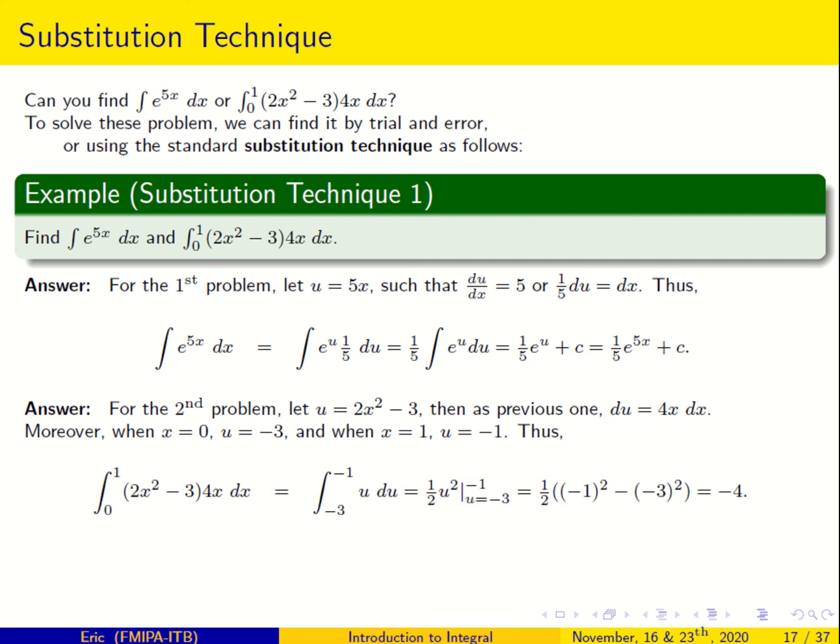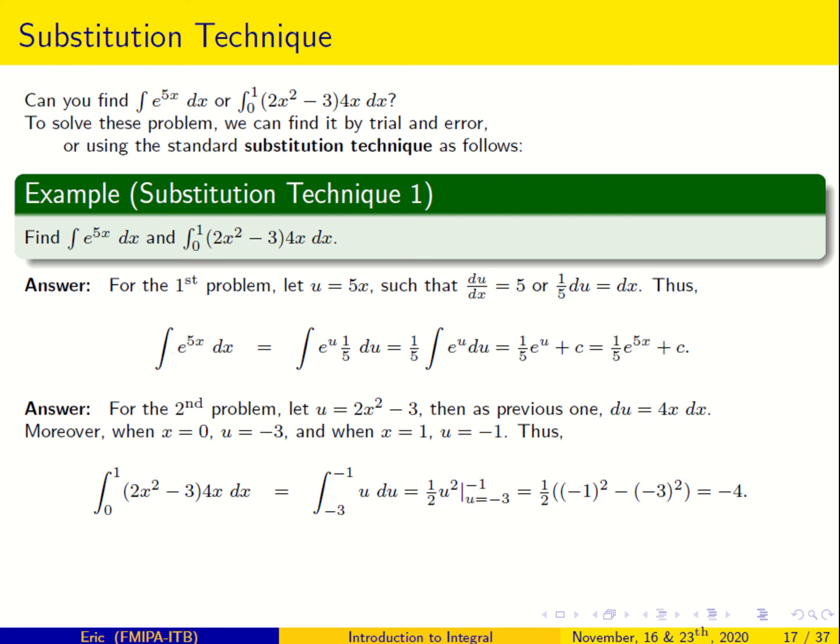So I have the integral from minus 3 to minus 1. Why? Because the boundary changes. What about this one? This is u, and 4x dx is du. This is just the integral of u du. What is the antiderivative of u? That is a half u squared. Don't forget to evaluate it from u equals minus 3 to u equals minus 1. So you can have this, and in the end you have this. That's what we usually call the substitution technique.